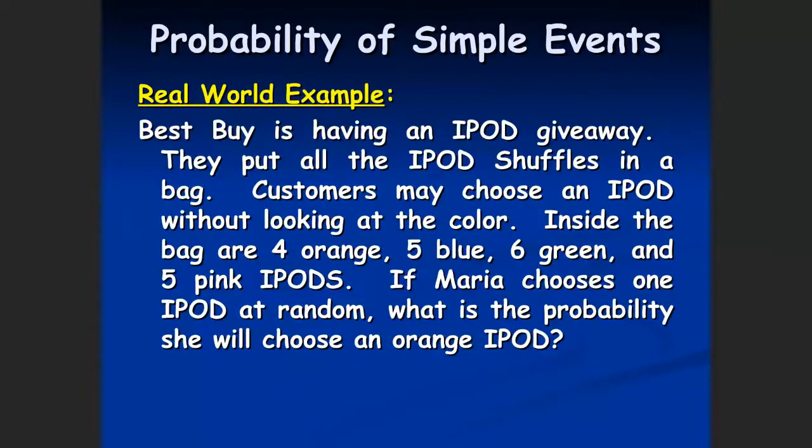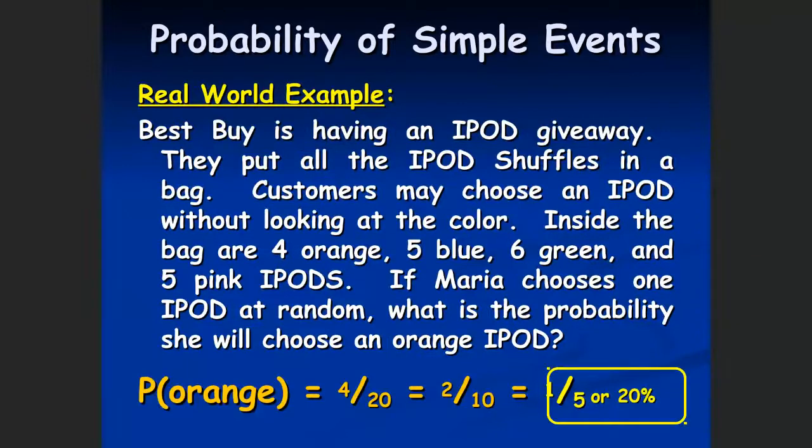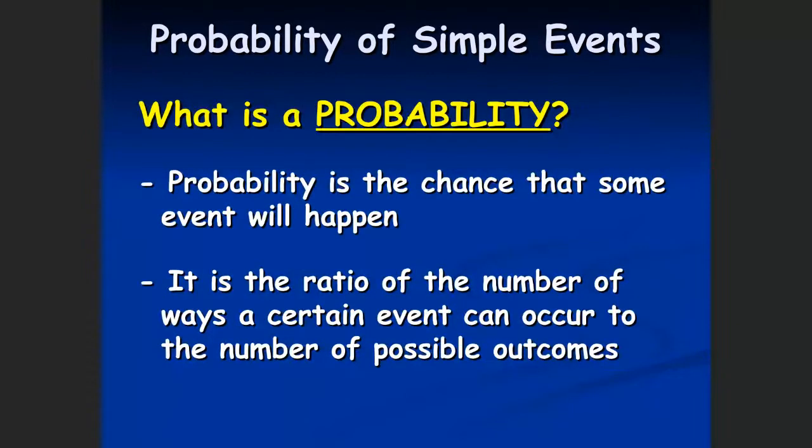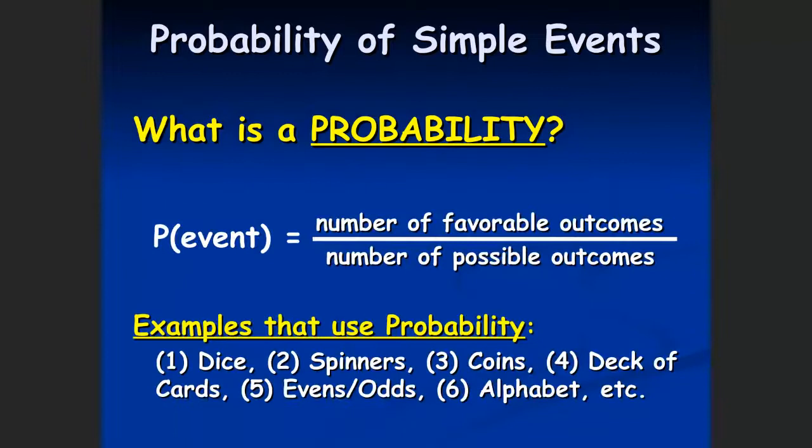Here's an example, but I don't want to go through that. So what is the probability of simple events? The probability of a simple event is the chance that some event will happen. It is a ratio of the number of ways a certain event can occur to the number of possible outcomes. Your answer is always going to be between 0 and 1. Okay, so here's the formula. Probability of an event is the number of favorable outcomes over the number of possible outcomes.